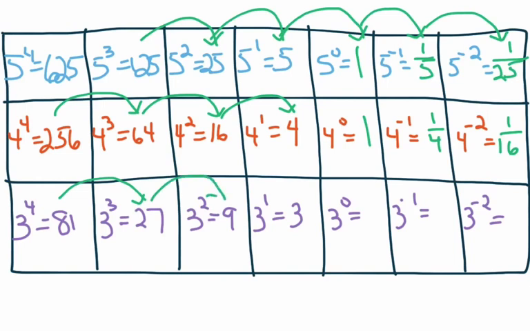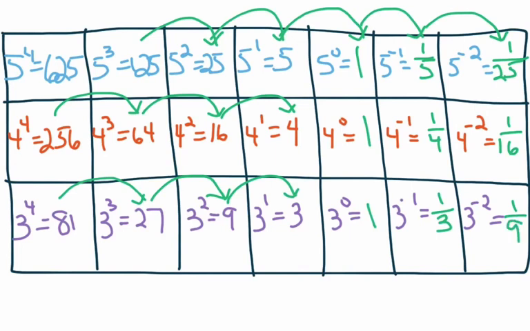27 divided by 3 will get us to 9. 9 divided by 3 will get us to 3. Still dividing by 3 each time. 3 divided by 3 gives us 1. 1 divided by 3 gives us 1/3. 1/3 divided by 3 gives us 1/9.